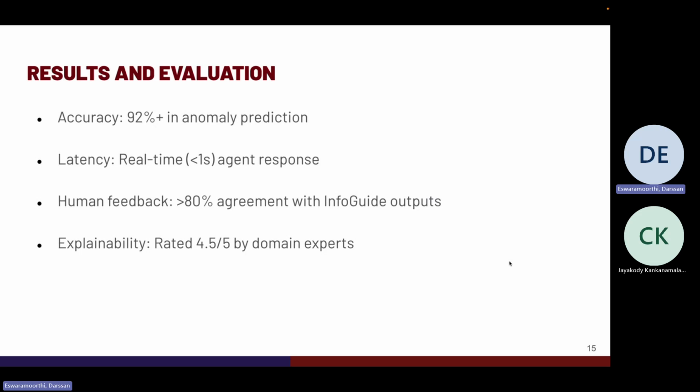Human operators evaluated InfoGuide's responses and rated them over 80% trustworthy, largely due to its citation-backed answers and context relevance. Finally, in qualitative interviews, factory managers praised the system's explainability, especially the cause-effect mapping from causal lens and transparency of SmartPilot's decision paths.